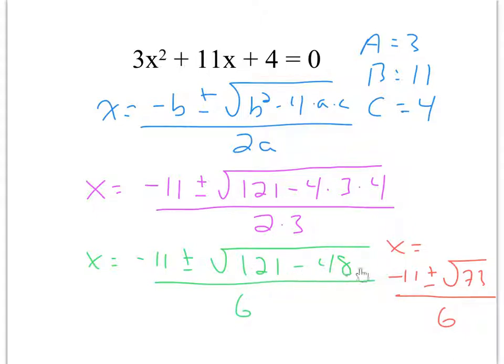Inside here, this becomes 73. That's not a perfect square, so let's just leave it alone. My final answer is going to be X equals negative 11 plus or minus, two answers, plus or minus root 73, all over 6. And that is our answer in simplest form.